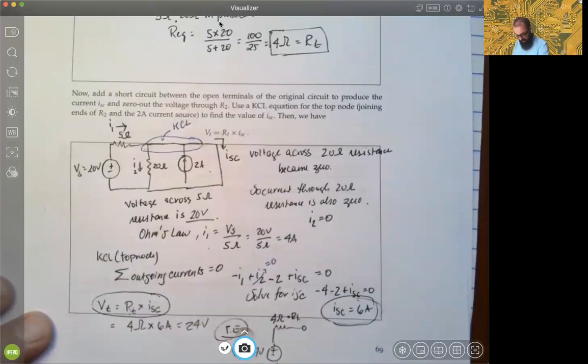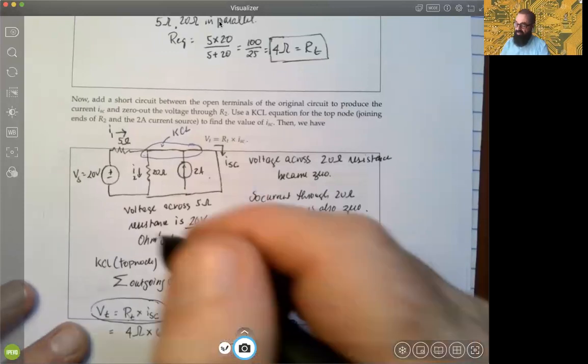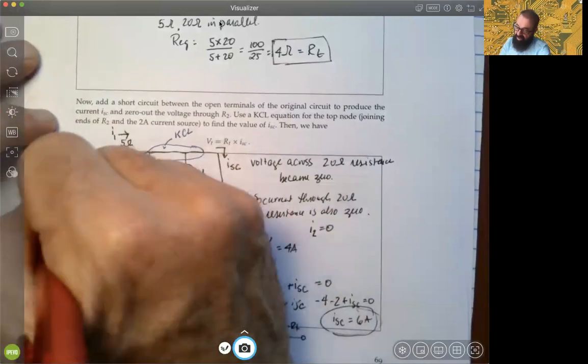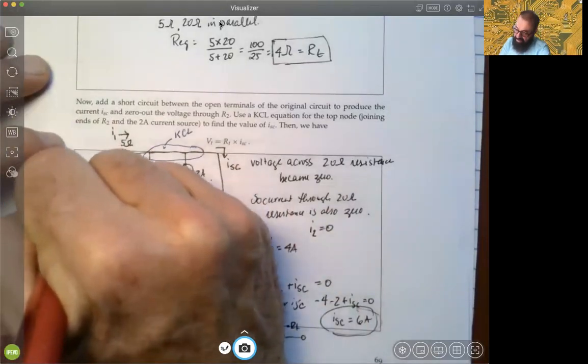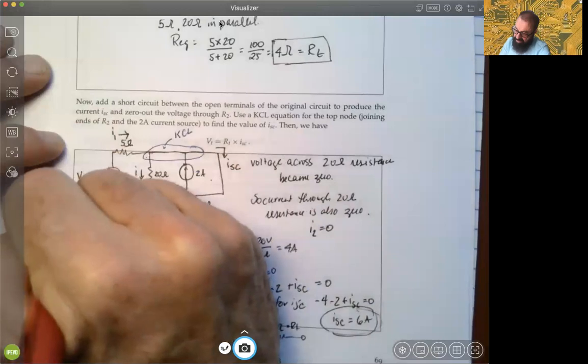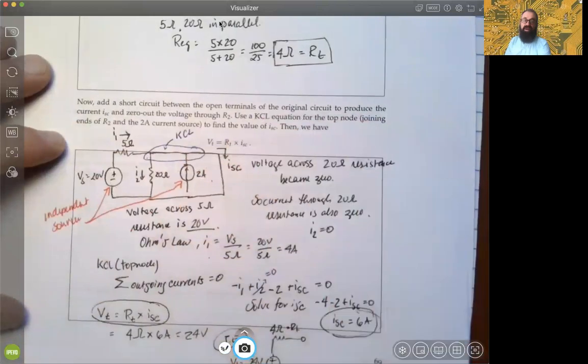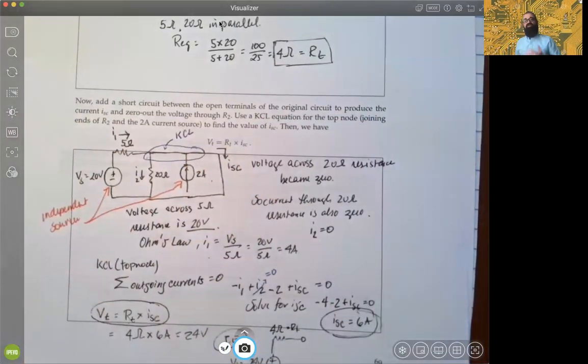But one thing to keep in mind is we're only zeroing out independent sources. I'm going to write that down again to make sure this is very clear. These were independent sources. They didn't depend on a parameter. They didn't have a gain parameter that's connected to a voltage or current somewhere else. So that's very important in this technique. We're only applying it to independent sources.